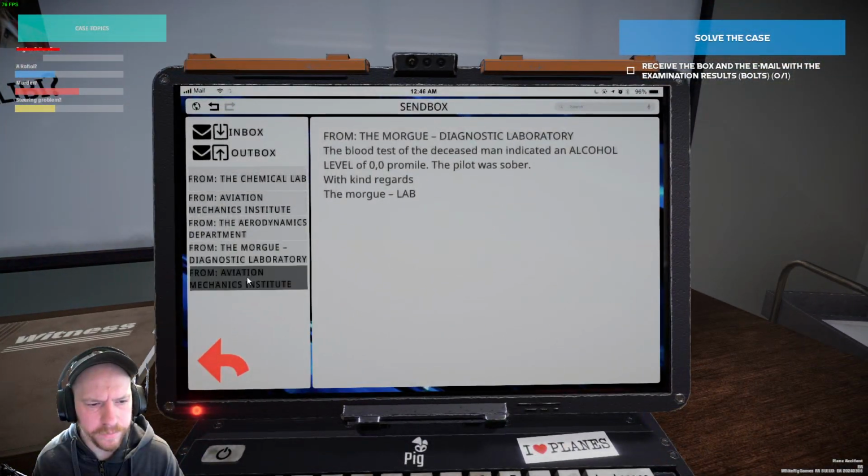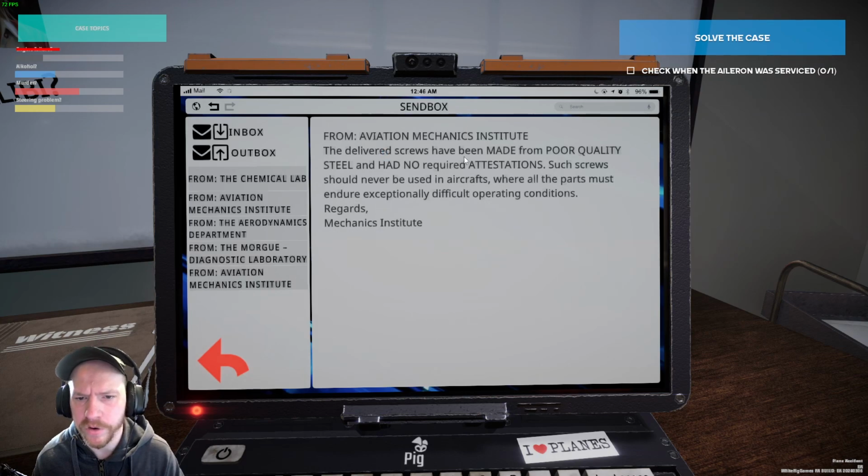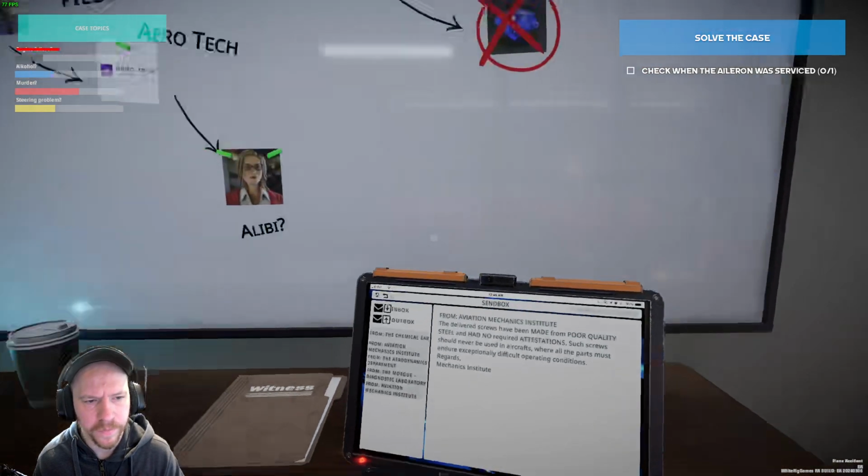The delivered screws had been made from poor quality steel and had no required attestations. Such screws should never be used in aircraft where all parts must endure exceptionally difficult operating conditions. Regards.